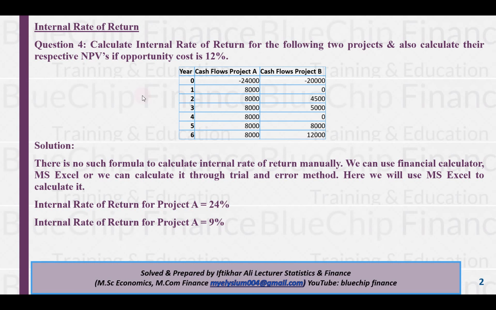You can obviously understand at the start of the project, through internal rate of return, before further calculation, whether this project will be beneficial for you or not. But here internal rate of return can be calculated through a financial calculator or through MS Excel, or we can calculate it through the trial and error method. Here we will use MS Excel to calculate it.